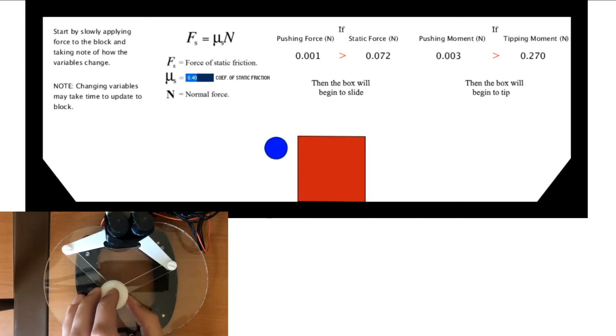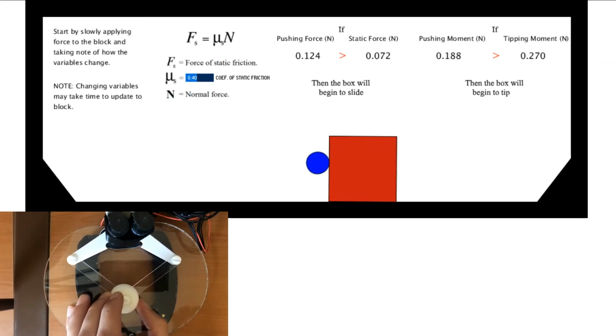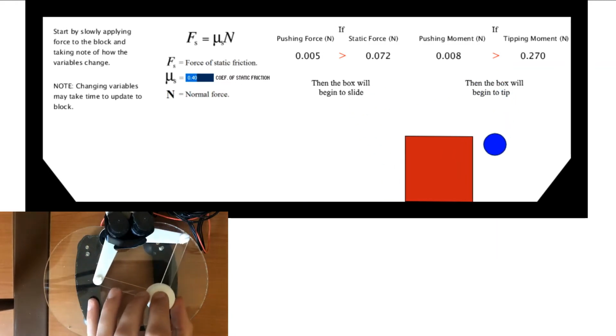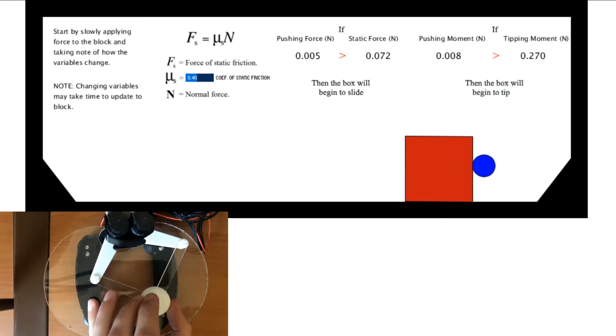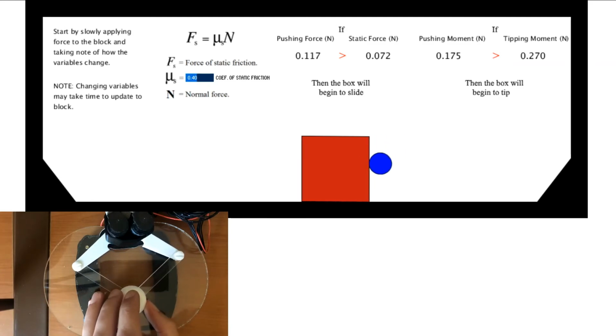So for demonstration, if I were to just touch this block, my pushing force is extremely low, and since it's less than the static force, it will not move. But once I increase this value over 0.072, the block starts to move. Again, if I just touch it, then it will not move. But once I go over 0.072, the block starts to move.